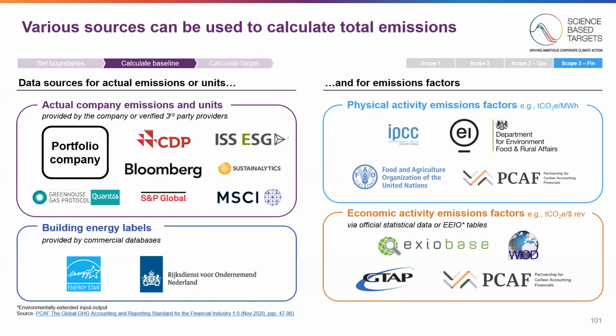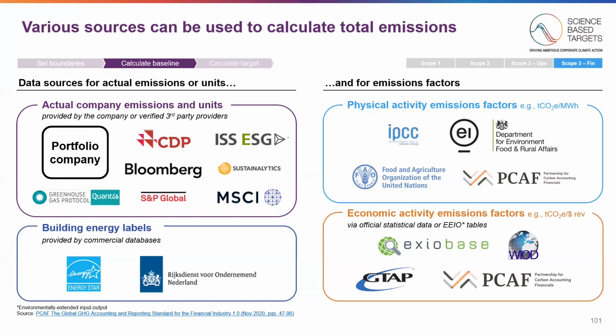For economic activity factors, they are available from official statistical data, or EEIO tables, often published by higher education institutions. For example, EXIOBASE is a consortium made up of several Norwegian universities and EU think tanks. WIOD, the World Input-Output Database, is a project published by the Netherlands University of Groningen, its Growth and Development Center. And similarly, PCAF also has these economic factors that are available for their participating financial institutions.